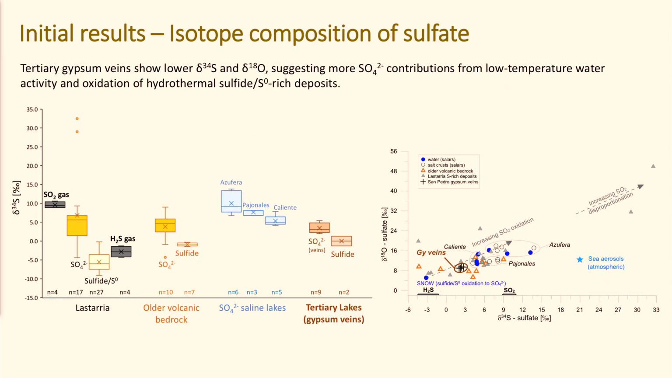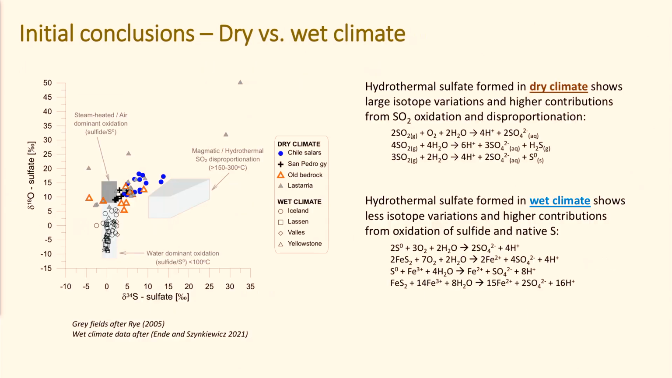So you can see here that sulfide has the lowest delta 34S values, and it's indicative of more input from oxidation of that hydrothermal mineralization. And that's something very important for sulfide formation, at least for gypsum veins in that area.